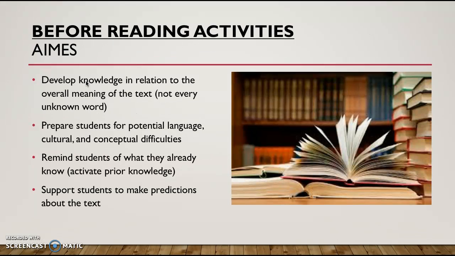So some of the aims of before reading activities should be to develop knowledge in relation to overall meaning of the text. So not knowing every single word in the text, but going over a majority of words that are going to be used, that the student should know to get a basic understanding of the text. We need to prepare students for potential language, culture, and conceptual difficulties. We need to remind students of what they already know. So this is activating their prior knowledge. And then support students to make predictions about the text. So allow them opportunities to make guesses, to make predictions about what this story or text may be about.